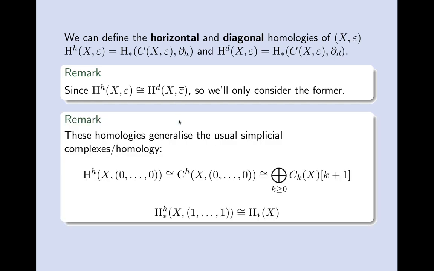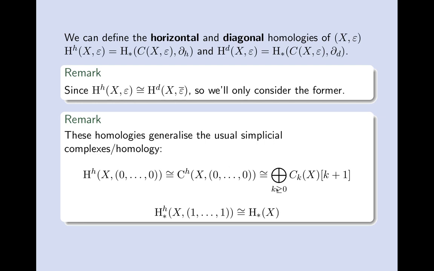Okay, as I stated at the beginning, these homologies do actually generalize the usual simplicial homology of complexes for X. In particular, let's see what happens for the all-white coloring. In this case, it's not so hard to see that there are no horizontal differentials, so the homology actually coincides with the horizontal complex. And why are there no differentials? Because there are no black vertices that you can pick out to obtain faces with the same number of white vertices.